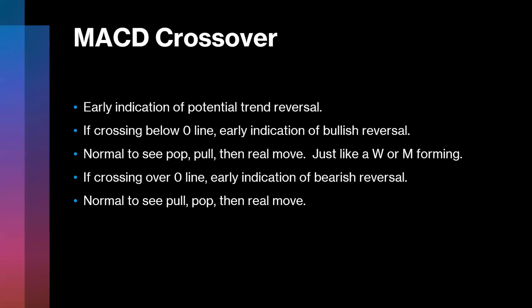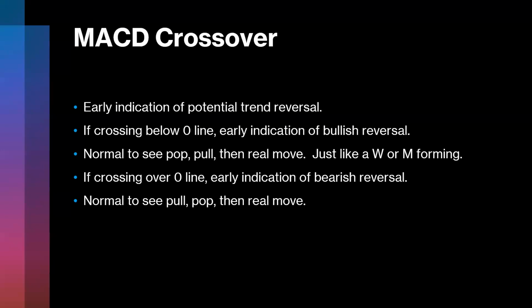But basically, if you have the MACD crossover in the bearish setting, normally what you're going to see is a small pop, a pullback, and then it's going to decide if it's going to get the real move or not. And what you're going to want to see is that the momentum is continuing to that 0 line, if it's crossing over in a bearish setting. It's a lot like an M or a W forming. In that case, it would be like a W.